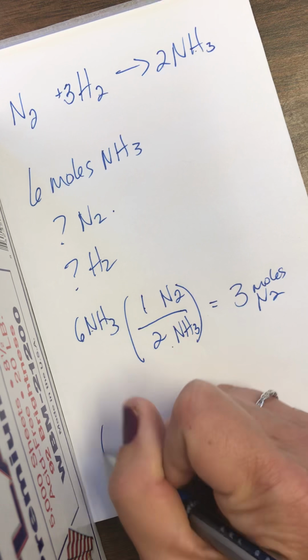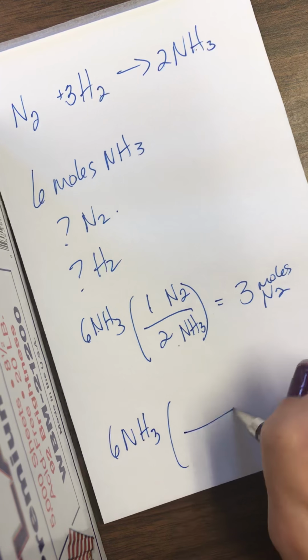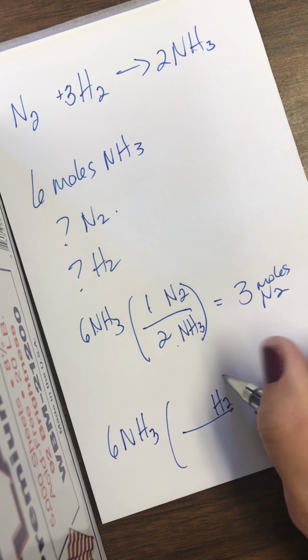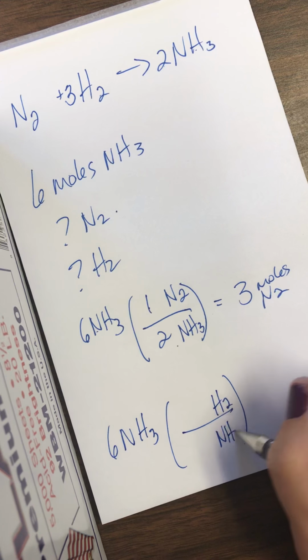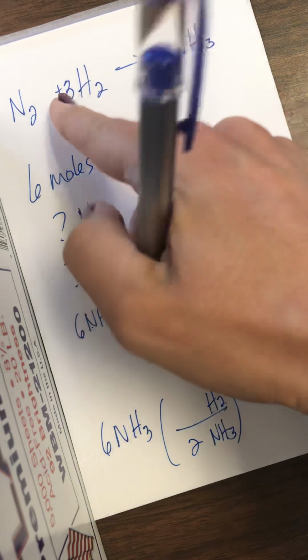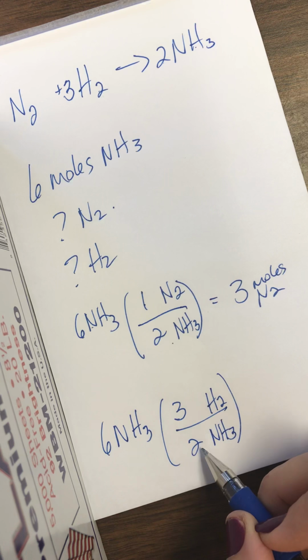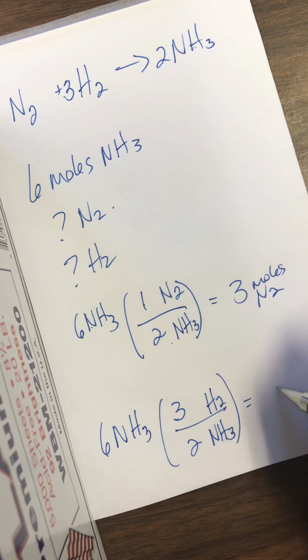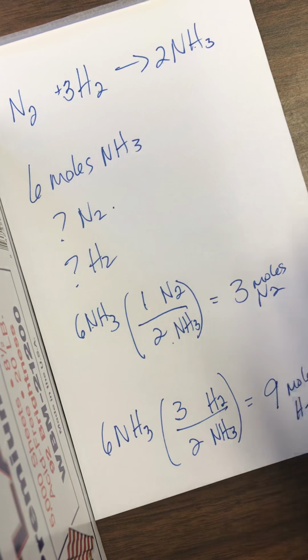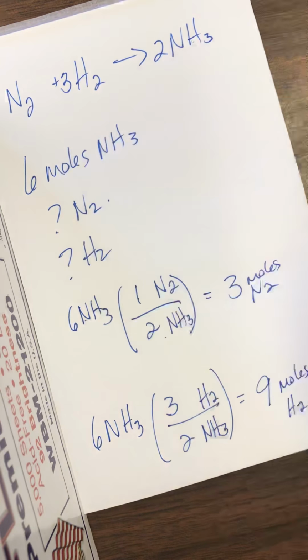How many hydrogens? So again, I have 6 NH3s. I want H2 this time. I have NH3. I go back to my formula. This is a 2. This is a 3. 6 times 3 is 18. Divided by 2 is equal to 9. So 9 moles of H2 are needed. If I think about the fact that I was tripling my recipe, 3 times 3, 9.